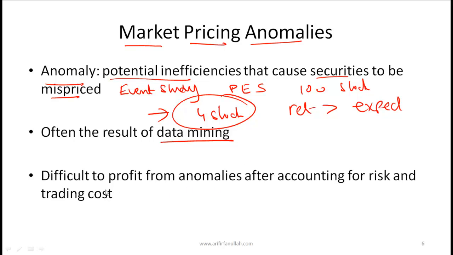Another general point is that it is difficult to profit from anomalies after we account for risk and trading costs. So there might be a case where a pricing anomaly seems justified. Stocks with a given criteria might seem underpriced, but when we factor in trading costs and the potentially higher risk, it might be seen that in the future it is very difficult to generate an abnormal profit. Here again, the profit referred to is abnormal profit.